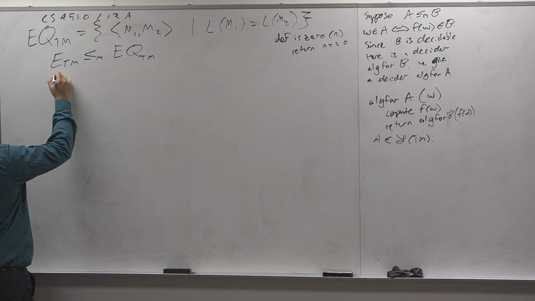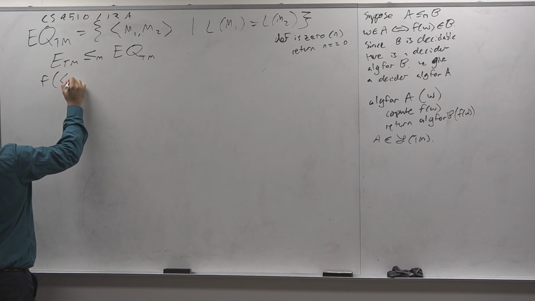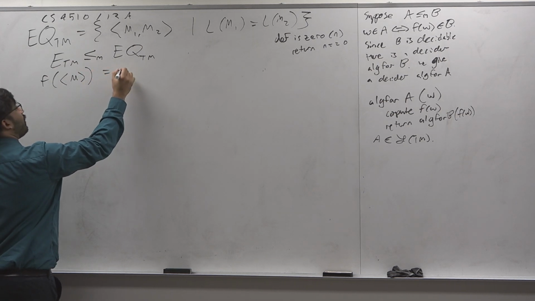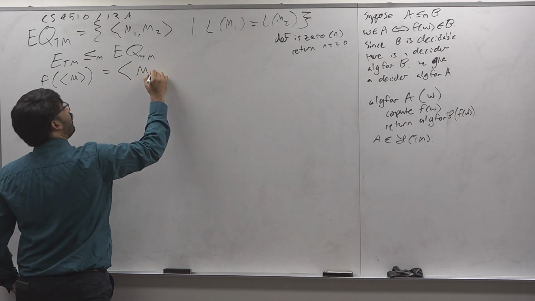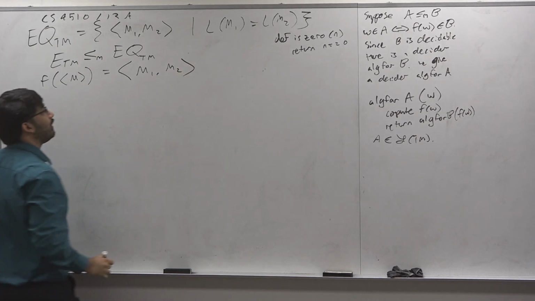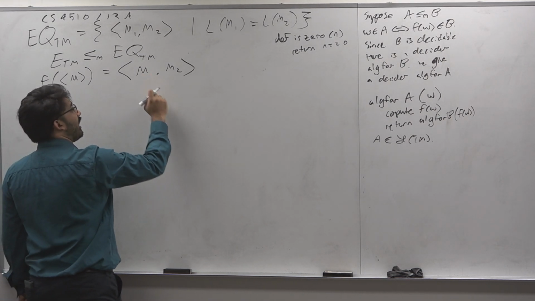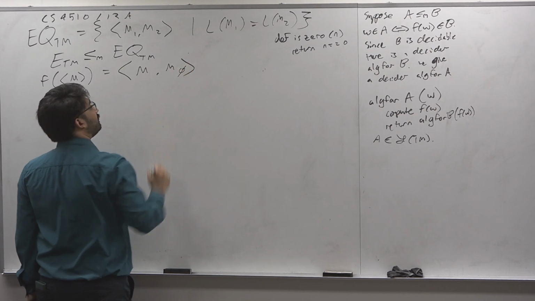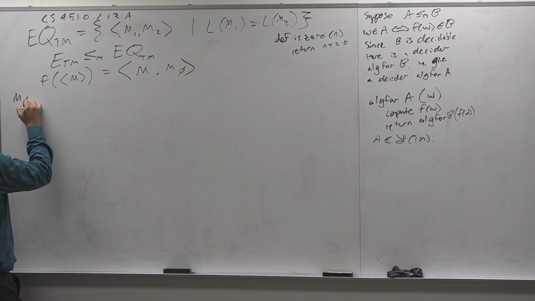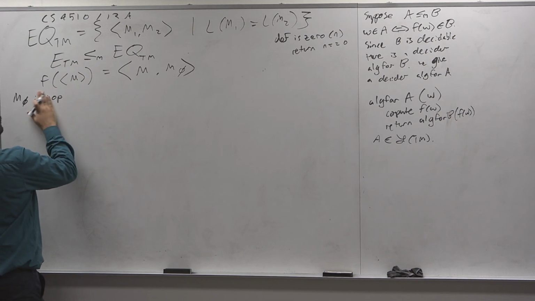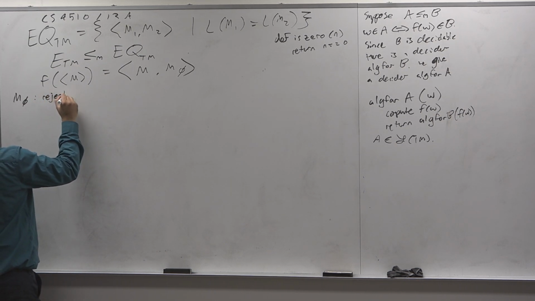Here's the reduction. We're going to take a machine from ETM and output a pair of machines, say M1, M2. What should M1 and M2 be? We want M to be empty if and only if M1 equals M2 in the language sense, maybe not in the string sense. I'll tell you. Let these two machines be called just M and M empty set. M empty set loops on all inputs, or rejects all inputs, we'll say. Let's just say rejects all inputs.